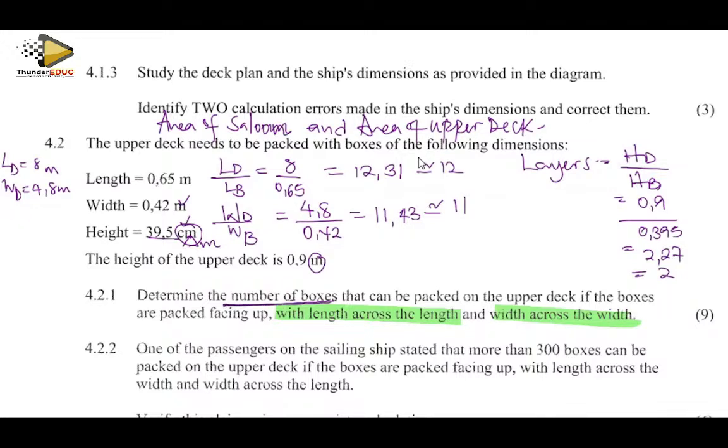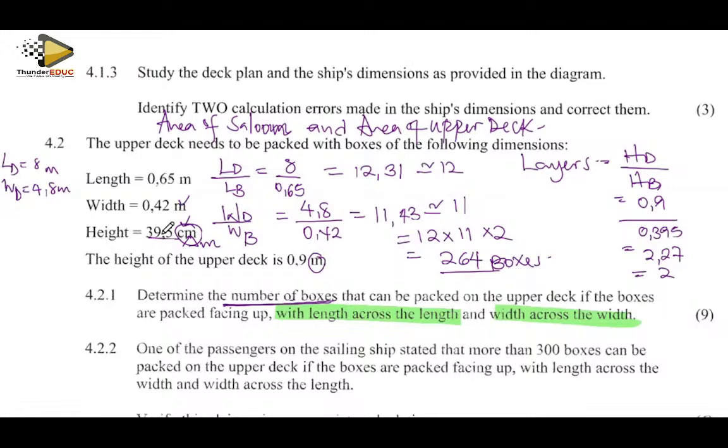So on the long side we have 4. On the short side we have 11. And the height we shall take 2 layers. So in other words, it's 4 times 11 times 2. These are the boxes that we shall be looking at. The number of boxes that we need is 264 boxes, that's what we need.